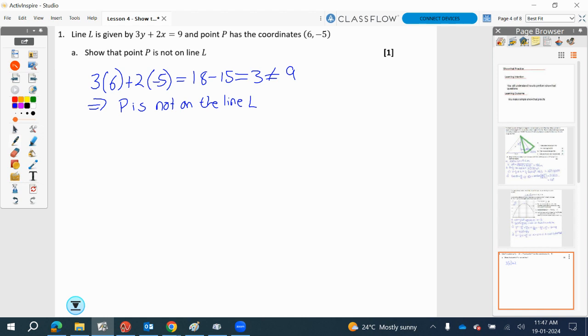Your answer should look like this for this question. You should produce the 3 and then show that 3 is not 9. So it's negative 3, the X and Y. Yes, because it's 3Y, 2X. Oh yeah.